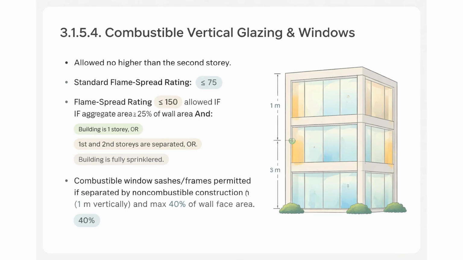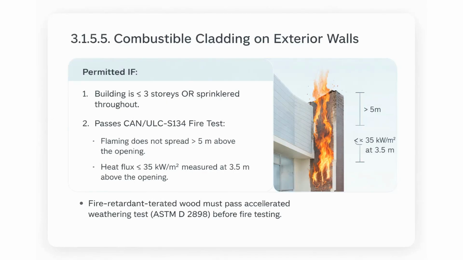Exterior cladding is a critical safety vector. Combustible cladding is permitted on non-combustible buildings only if the building is 3 stories or less or if it is fully sprinklered. Additionally, the wall assembly must pass the rigorous CAN ULC S134 fire test. During this test, flames cannot spread more than 5 meters above the opening and the heat flux cannot exceed 35 kilowatts per square meter. If you are using fire-retardant treated wood, it must undergo an accelerated weathering test first to ensure the treatment doesn't wash away over time.